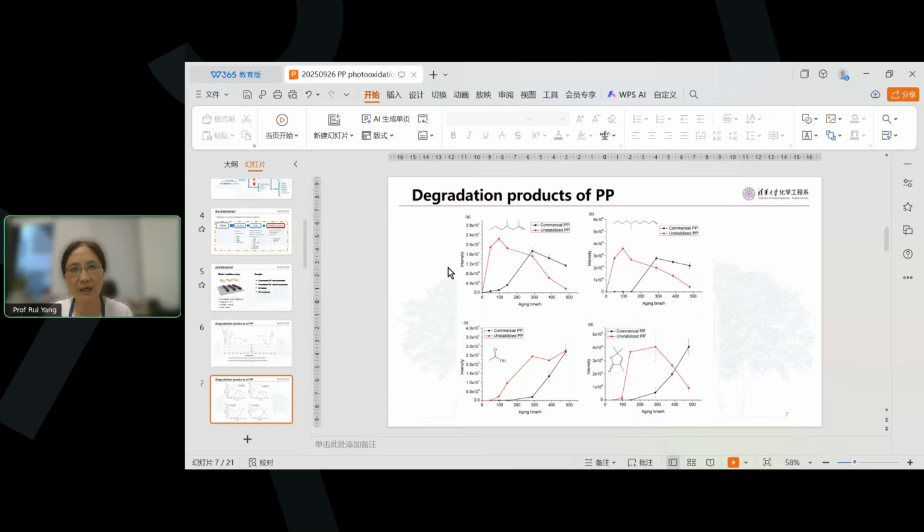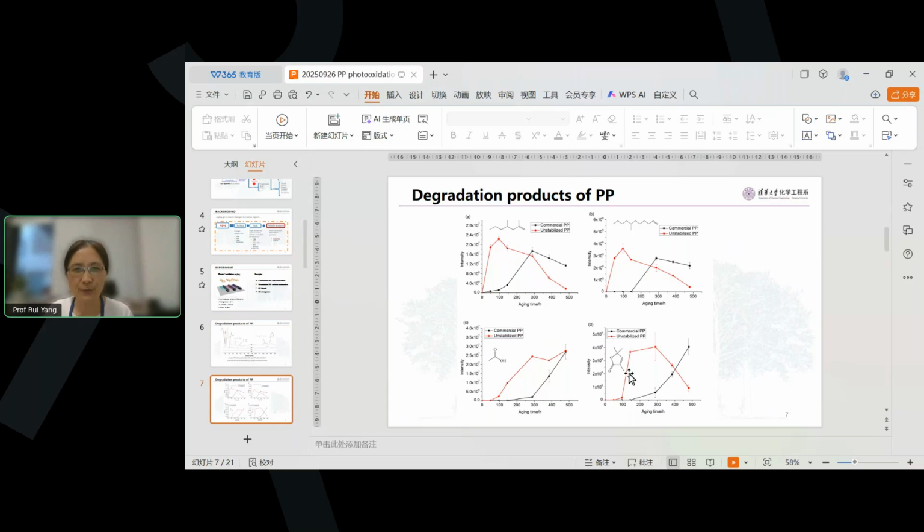So we detect the concentration, the peak intensity, with aging time. We will find that the commercial PP with antioxidant shows a slower changing trend compared to the unstabilized PP without antioxidant. This segment, these volatile products come from parts of the PP main chain. That means they come from the chain section of PP.